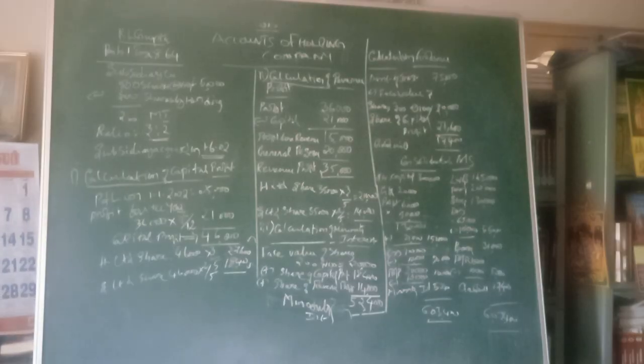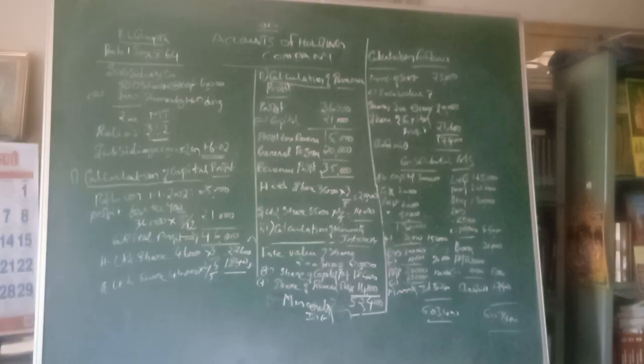S Limited is acquired by H Limited on 1/6/2002. This date is important for identifying and apportioning the items between the pre-acquisition period and the post-acquisition period.